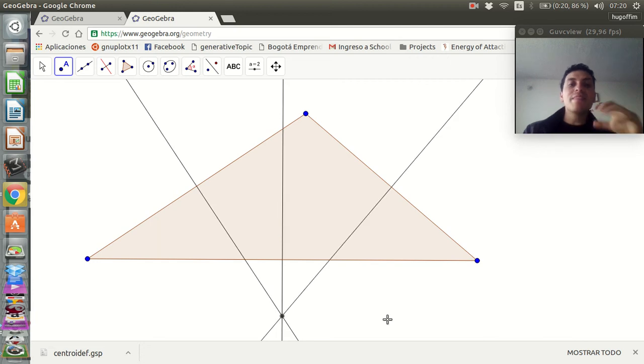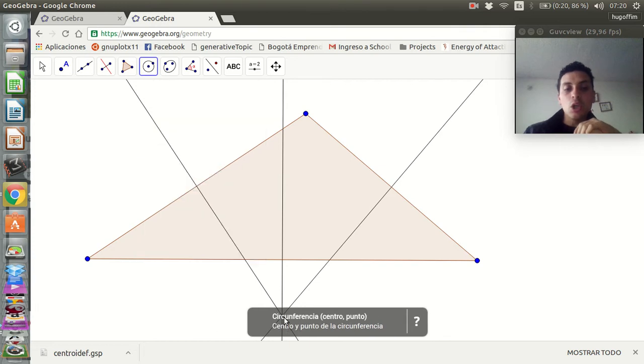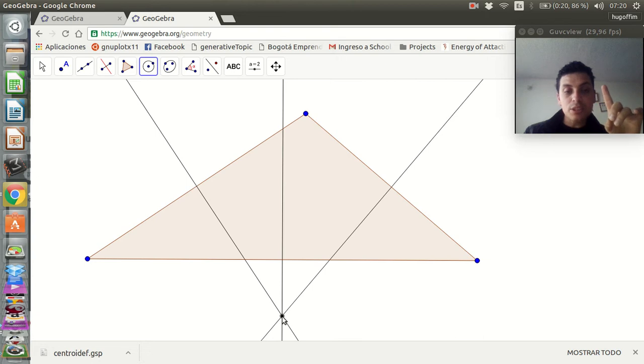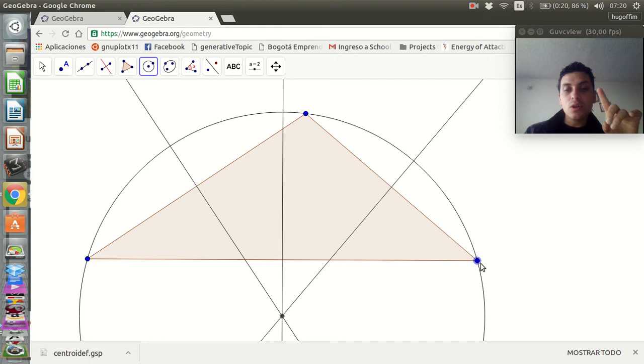Now we have the perpendicular bisectors. This is the concurrency point, this is the circumcenter. And why is it called the circumcenter? Because if you draw a circle whose center is the circumcenter and passes through one of the vertices, it is going to fit with all the vertices. It's the circumscribed circle.